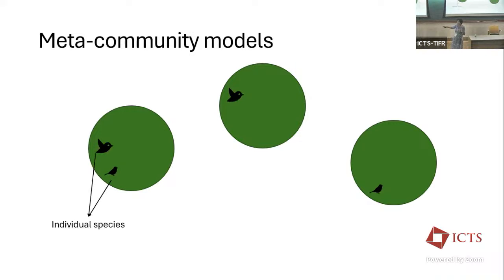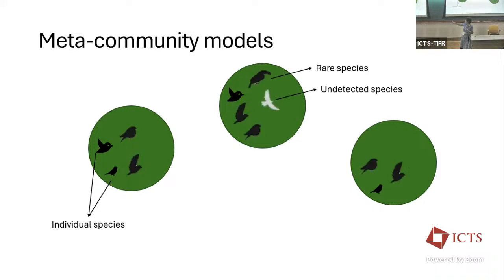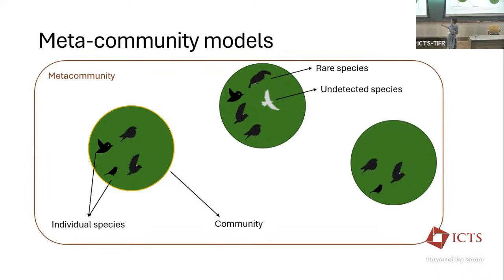So these are your individual species. Like that, you have a number of different birds in your community, right? You can include some rare species, but there are also, this is your main issue, undetected or missed species. The entire set of birds in one patch is your community. The entire set of birds in your entire area is your meta-community, right? So it includes this, and this. All of the set of birds in these areas is your meta-community.